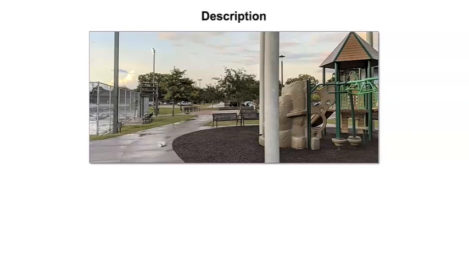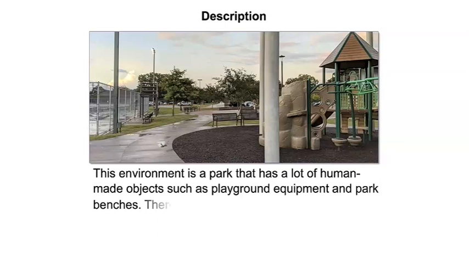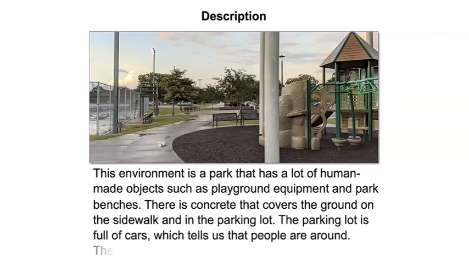We can say that this environment is a park that has a lot of human-made objects, such as playground equipment and park benches. There is concrete that covers the ground on the sidewalk and in the parking lot. The parking lot is full of cars, which tells us that people are around. There are also trees and grass.